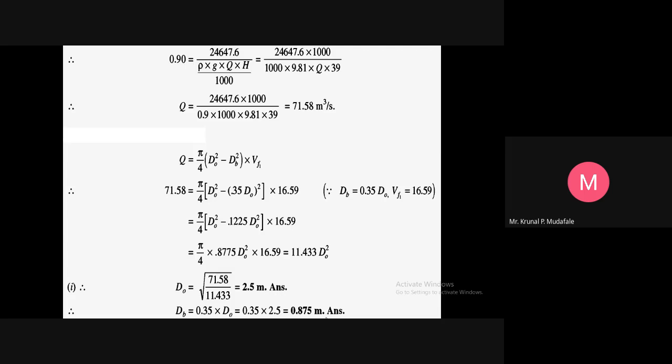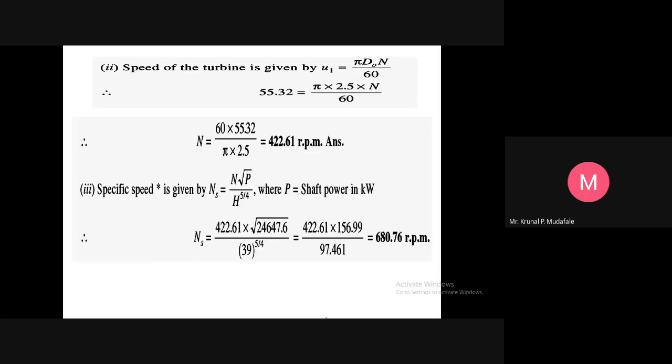Now the next target is to find out the speed. How can you find out the speed? With the help of the peripheral velocity equation, that is, the speed of the turbine is given by the equation u1 equals pi D N by 60. So Do you already calculated as 2.5 meter, and then N you have to find out. So the velocity 55.32 meter per second equals pi D N upon 60, because we have to convert this N into rps. Then only you can convert this. That unit should be balanced.